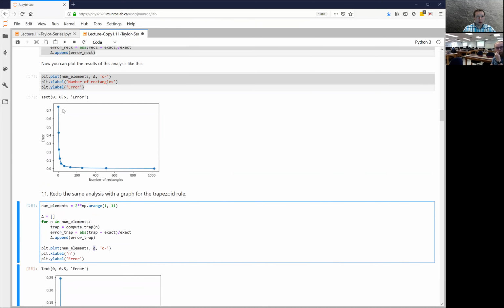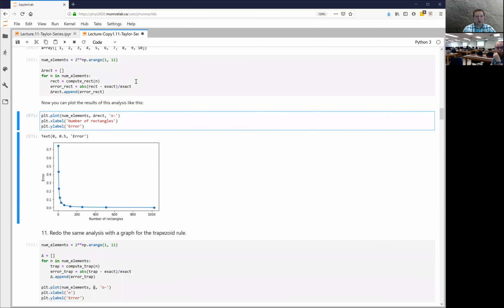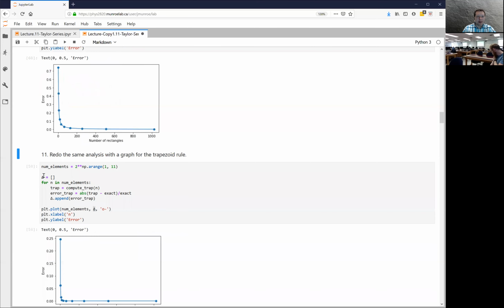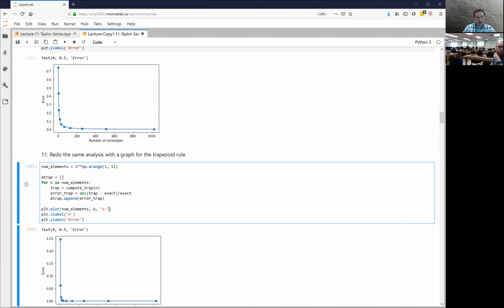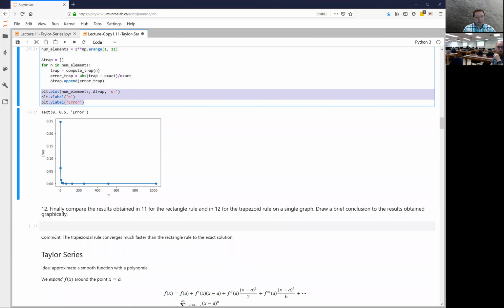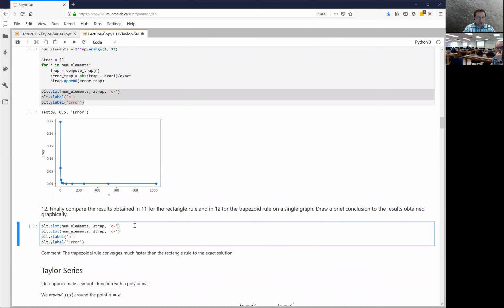So let's do the following. Let's make this delta rectangle, delta rectangle, delta rectangle. So the error for the rectangles. And let's make this variable delta trap, and delta trap, the error for the trapezoids. And then what I can do is on the same plot, I can do the trapezoids and the rectangle.